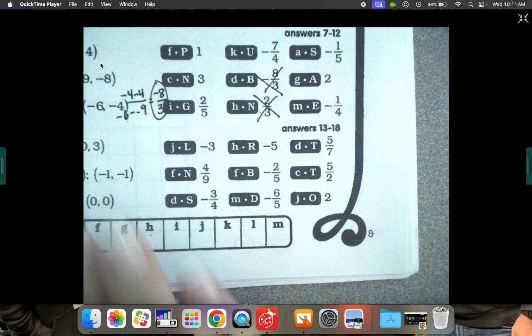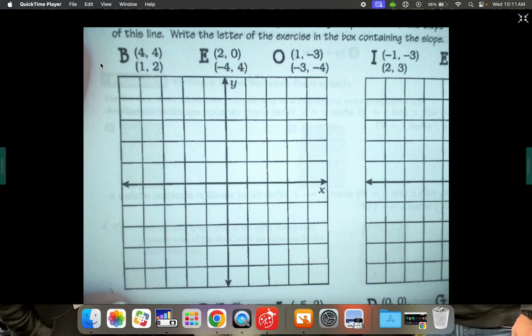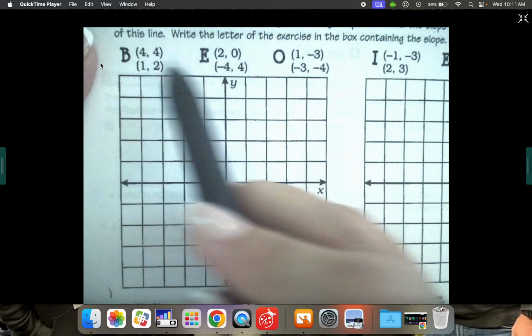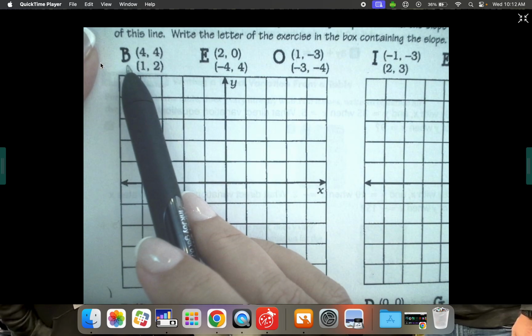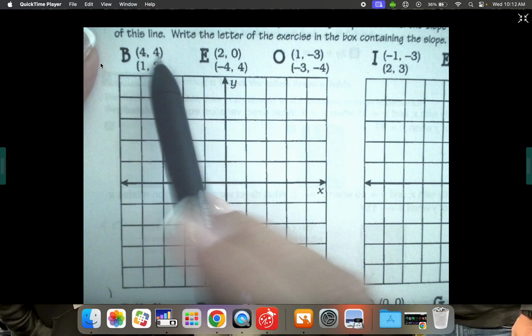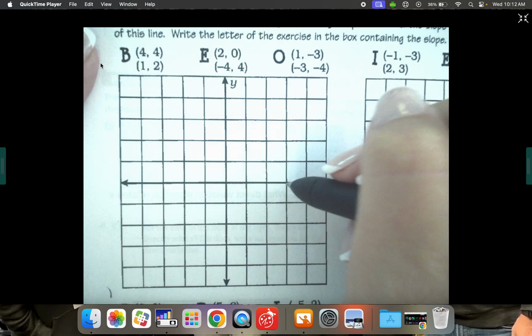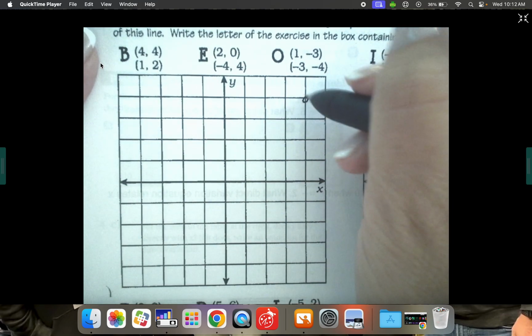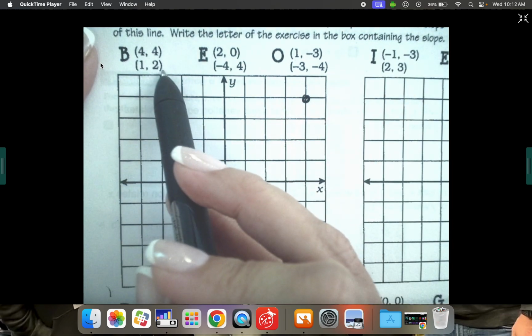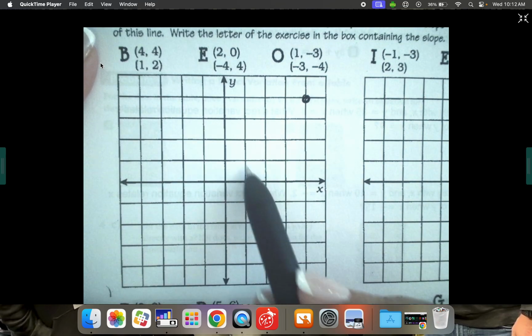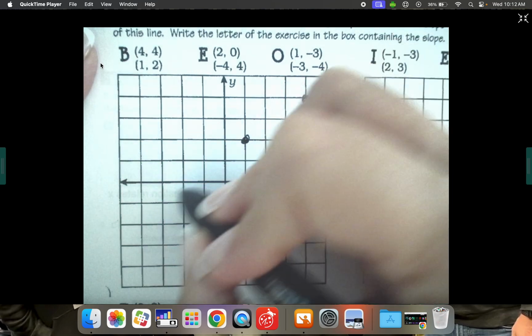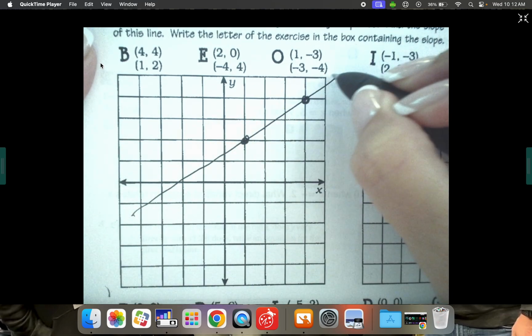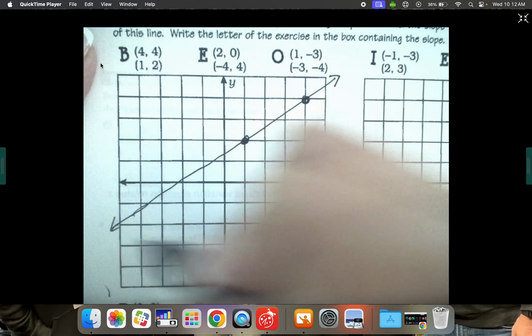Okay, let's flip it over to the back and make sure you could do this. So it looks like we're going to have 3 lines on each of these graphs. So the first line is B, which we're going to put a dot at 4, 4. So 1, 2, 3, 4, 1, 2, 3, 4. And over 1, up 2. So then you're going to just do your best to draw a line through those. Ew, I'm not using a straight edge, so it's not very good, but that's okay.